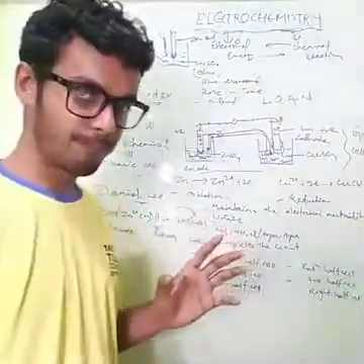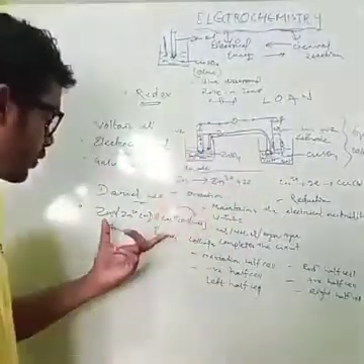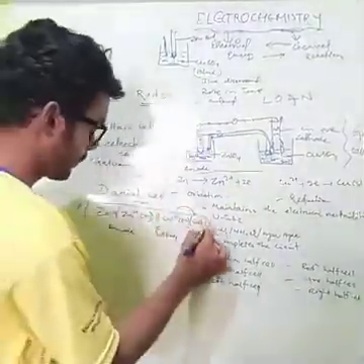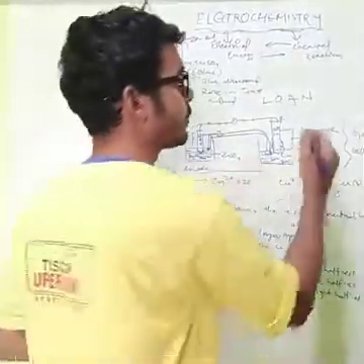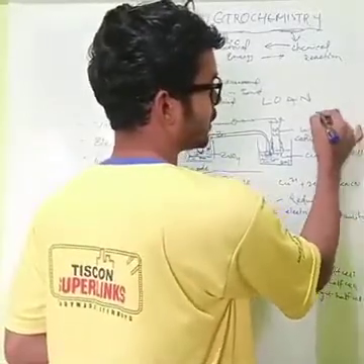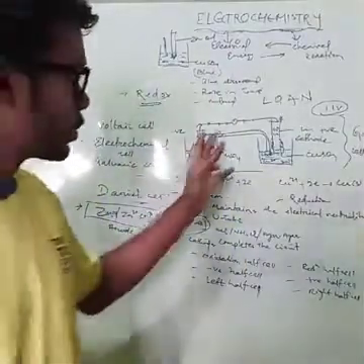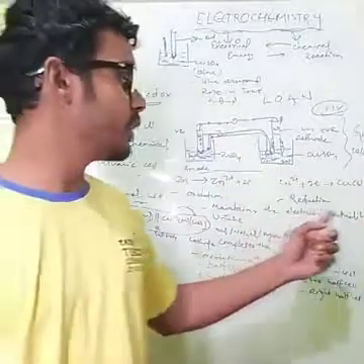Am I clear? So this is your galvanic cell, this is your Daniell cell, this is how you represent a cell. The maximum potential of this cell is 1.1 volt, remember. So what is the role of the KCl salt bridge? It maintains the electrical neutrality.